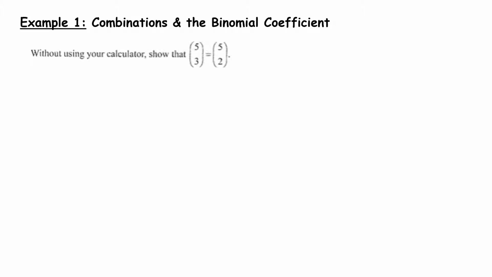Let's take a look at our first example. We're talking about combinations and the binomial coefficient. This is tying into combinations, but it is the binomial coefficient, so I'm going to cover it here. Without using your calculator, show that 5 choose 3 is equal to 5 choose 2.